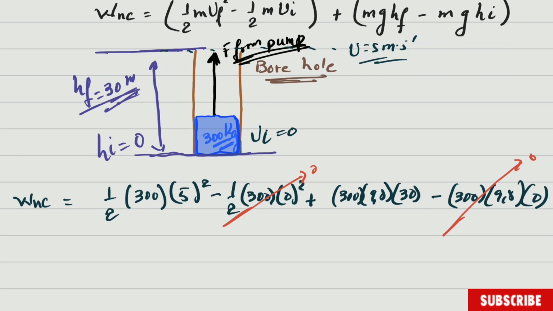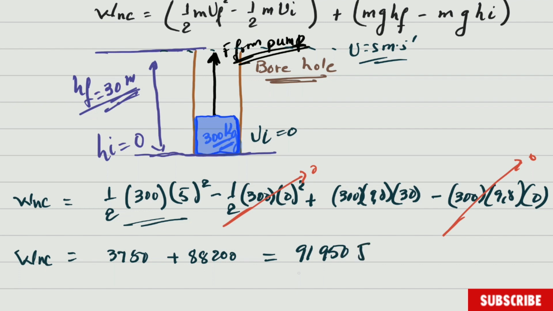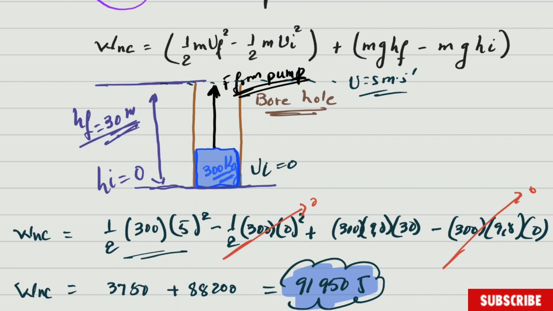So what do we have left? We have that the work done by the non-conservative forces is equal to 3,750, which is this answer here, plus 88,200. When you add that one, you get that the final answer is 91,950 joules. That is the answer for the work done by the pump to pull that amount of water up. It's not that bad, but it is a little bit tricky to picture that water borehole and so on.